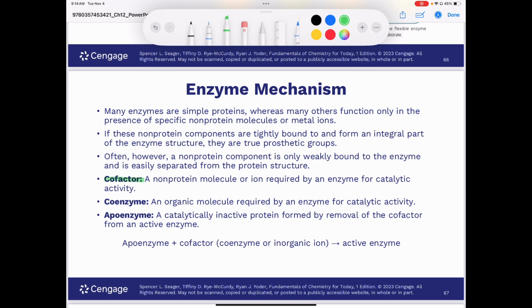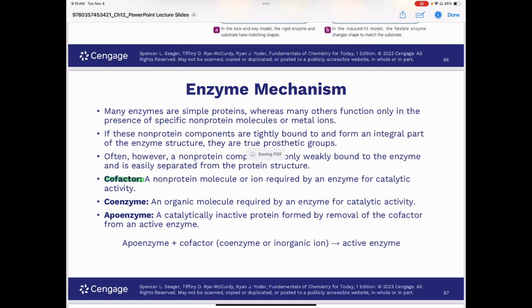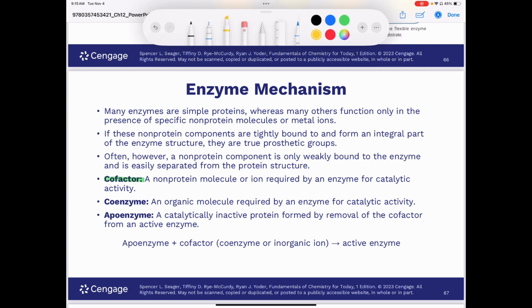So a cofactor is a non-protein molecule or ion that's required by the enzyme for catalytic activity. So it's like something that you need for the enzyme to be able to act. And when the cofactor is an organic substance, then we call it a coenzyme. So not all cofactors are going to be organic. Sometimes it could be a metal ion even. So a coenzyme is an organic molecule that's required by an enzyme for its catalytic activity. And the cofactor, like I said, may also be an inorganic ion, like a metal ion, like the iron 2 found in the heme molecule that's found inside the hemoglobin.